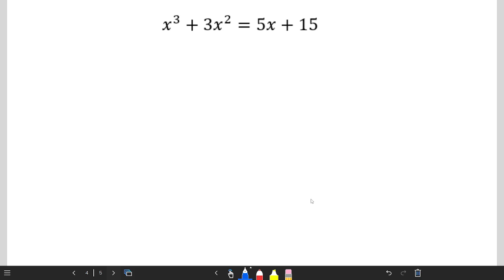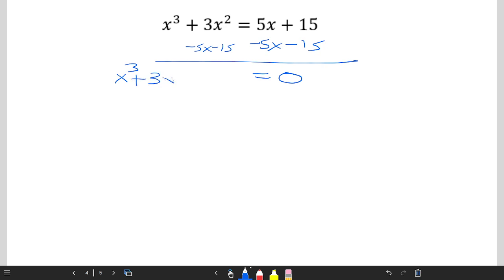All right, with this one, we have degree 3, so we're going to have at most 3 solutions. And again, we want to start by getting all the terms on the same side and factoring. So I'm going to subtract these so that my x cubed term stays positive. So I'm going to subtract 5x from both sides and subtract 15 from both sides. None of these terms on the left are like terms. They all have different exponents, so we can't combine any of them. So we just have to leave it like that.